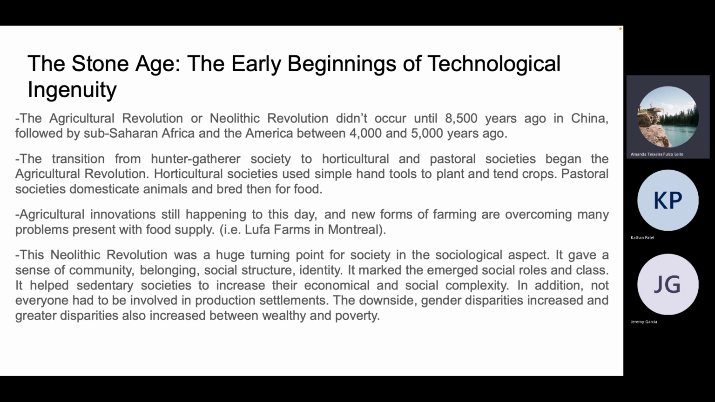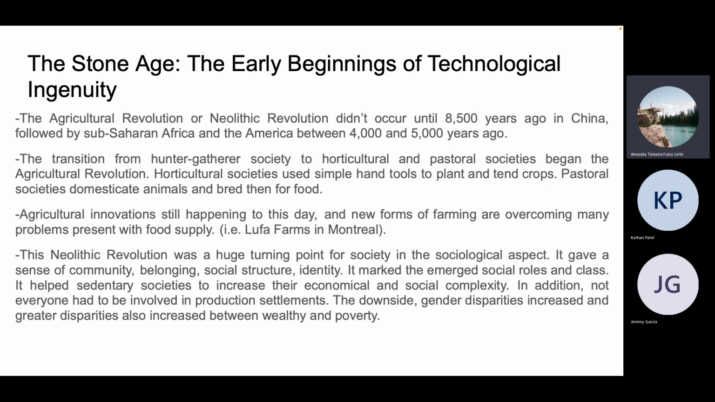The Agricultural Revolution, or Neolithic Revolution, didn't occur until 8,500 years ago in China, followed by Sub-Saharan Africa and the Americas between 4,000 and 5,000 years ago. The transition from hunter-gatherer society to horticultural and pastoral societies began the Agricultural Revolution. Horticultural societies used simple hand tools to plant and tend crops. Pastoral societies domesticated animals and bred them for food. Agricultural innovation is still happening to this day, and new forms of farming are overcoming many problems present with food supply. For example, the Lufa farms in Montreal.